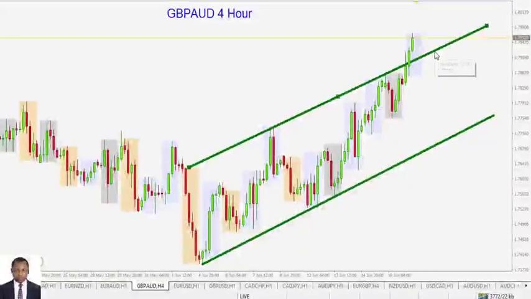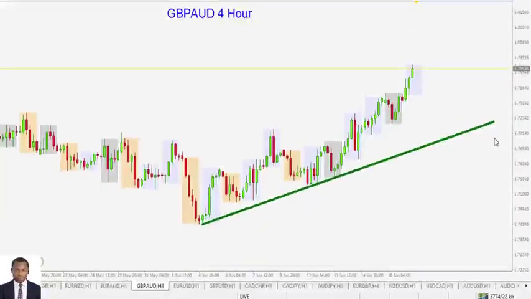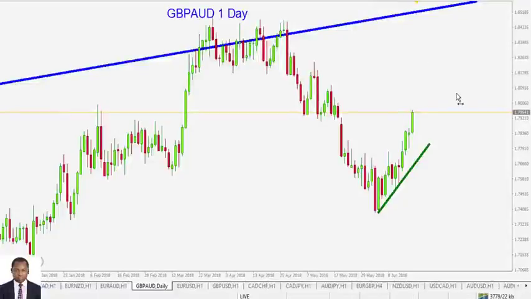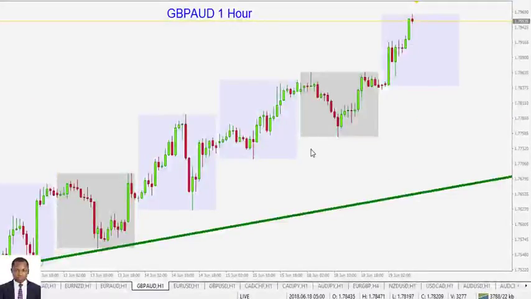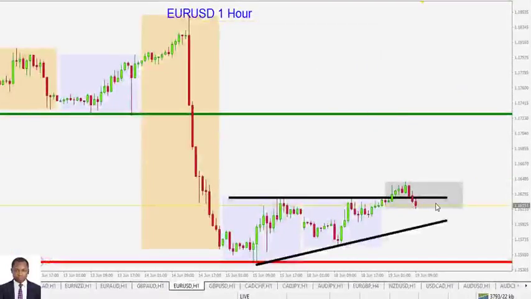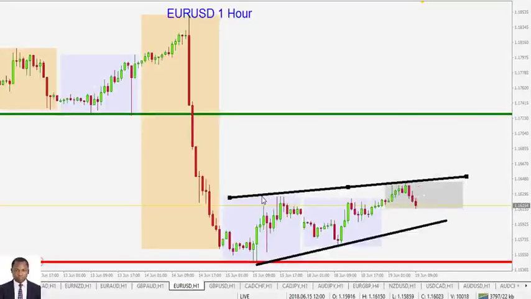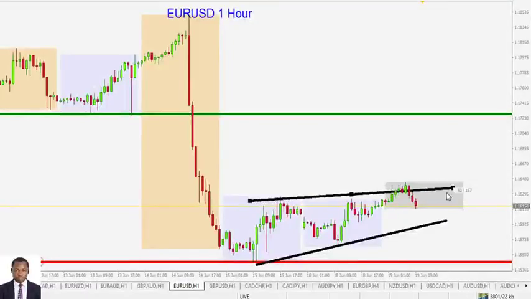Okay, sterling pounds against the Australian dollar. Same thing. Well, we must be careful going long right now. Euro against the American dollar, where I think low volume market here.